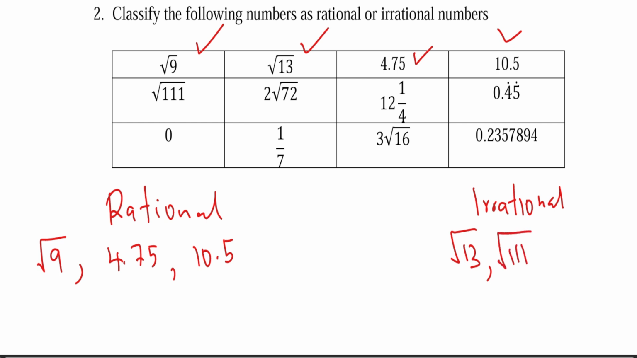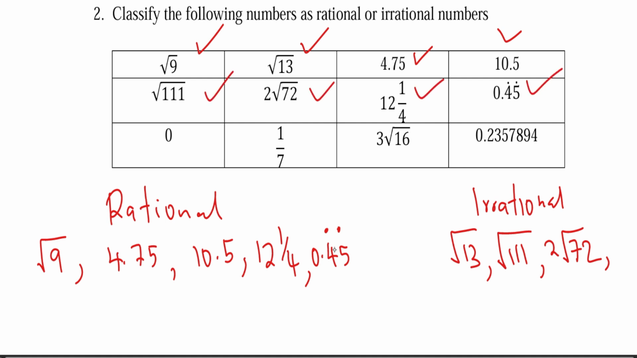2 times root 72 is also an irrational number, because it also gives you many decimals. 12 and a quarter, which is 12.25, is obviously a terminating decimal, meaning the decimal has an end. So 12 and a quarter is a rational number. Then we have recurring decimal 0.45. It has a sequence to it, so it's a rational number.